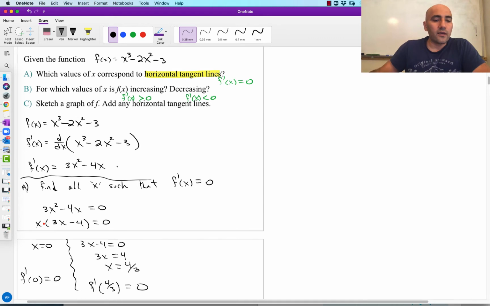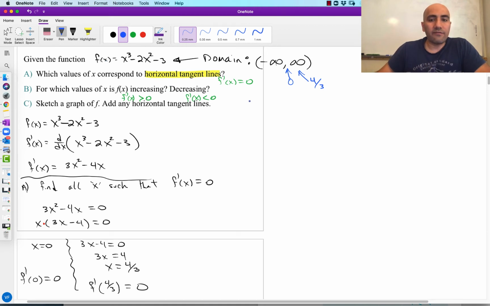Coming back to the underlying function, the underlying function is valid at 0 and at 4/3. Those two points are in the domain of this function, right? The original function, the domain is all real numbers. It's a polynomial. So it goes from negative infinity to positive infinity. And so I know that 0 is in there, and I also know that 4/3 is in there. So f of x is defined at those two points. So x equals 0 and x equals 4/3 are in the domain of f of x.